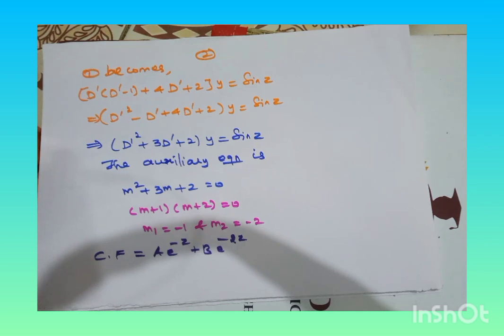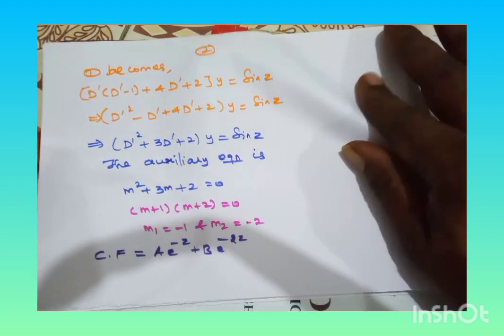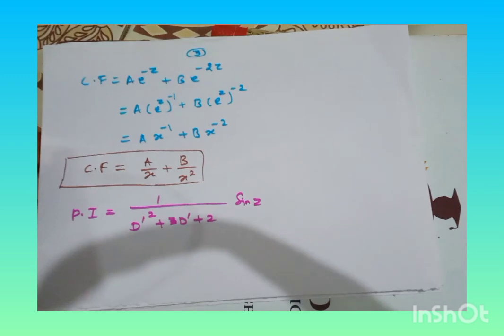Therefore the required complementary function CF is equal to a into e power m1 z, where m1 is replaced by minus 1, plus b into e power m2 z, where m2 is minus 2. So the required CF is equal to a into e power minus z plus b into e power minus 2z. I can write this as a into (e power z) whole power minus 1 plus b into (e power z) whole power minus 2. So what about e power z? It is x. So we get a into x power minus 1 plus b into x power minus 2.